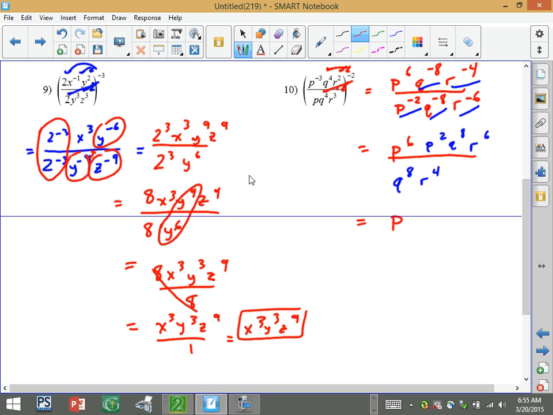Now we got p to the 8th, q to the 8th, r to the 6th, over q to the 8th, r to the 4th. Here, all the q's are going to cancel with my r's. All of them are going to be gone from the bottom. I'm going to be left with r squared in the top.